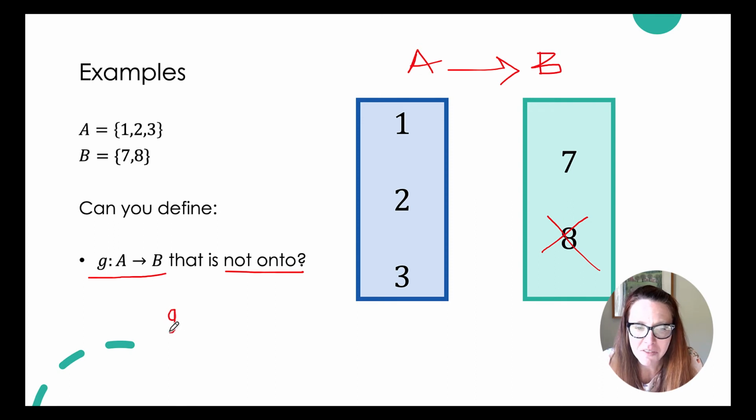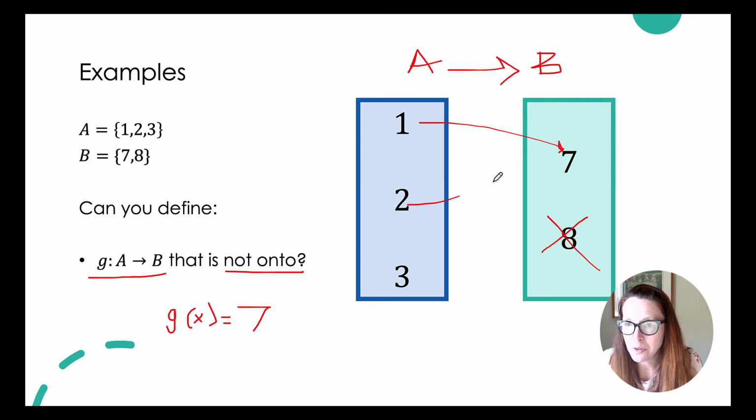What if I create the function g of x is equal to 7? So that means that 1 is going to go to 7, 2 is going to go to 7, 3 is going to go to 7, but nobody's going to 8. And by definition, that means that g is not onto. It's not an onto function.